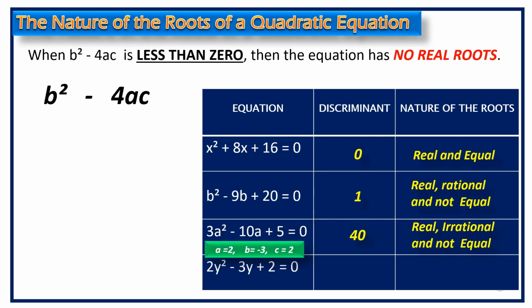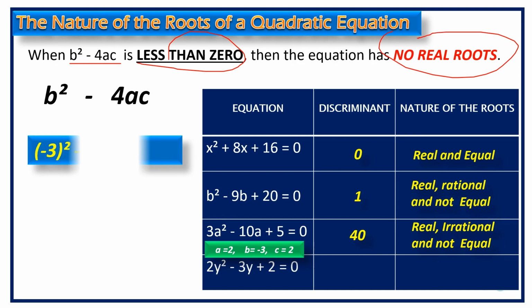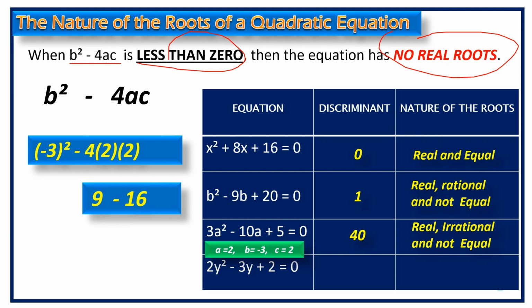How about this example? When b squared minus 4ac is less than 0, there are no real roots or solutions. So just simply identify the value of your a, b, and c. Your b, of course, is negative 3. Your a is 2, and your c is 2.